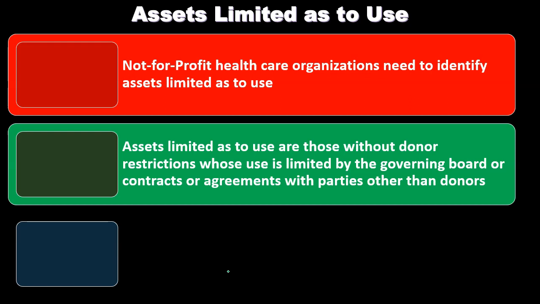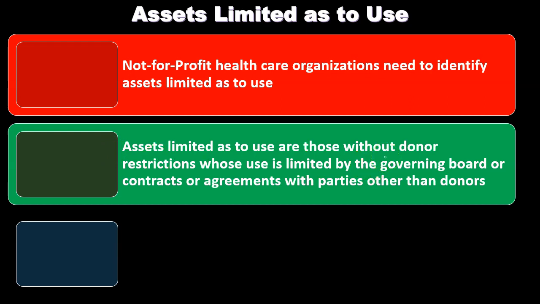Assets limited as to use are those without donor restrictions, whose use is limited by the governing board or contracts or agreements with parties other than the donors. So notice what we're talking about here with the not-for-profit organizations. The assets that are limited as to use are those without donor restrictions.